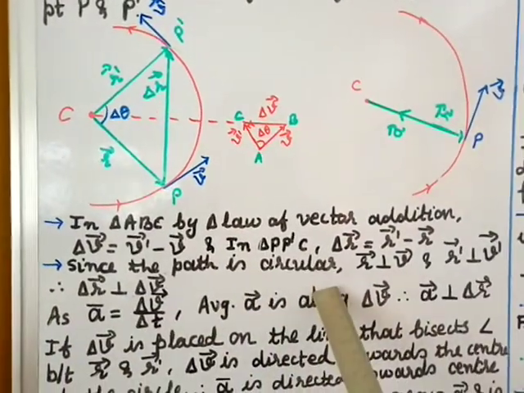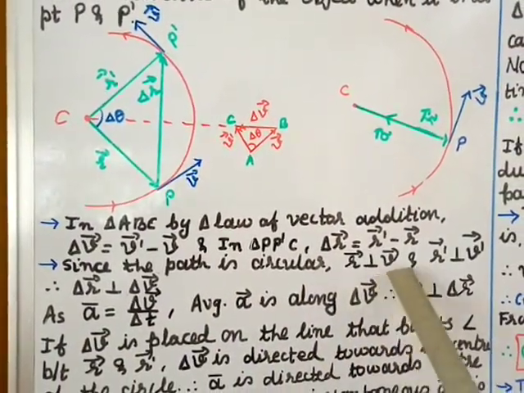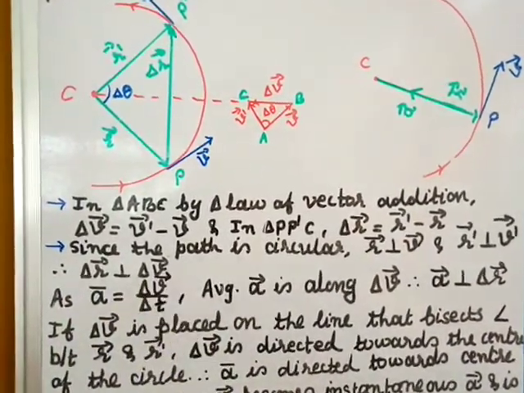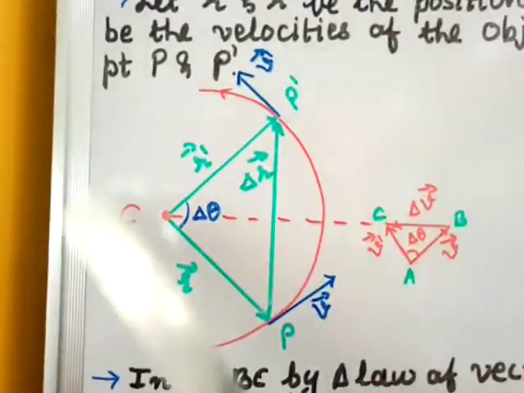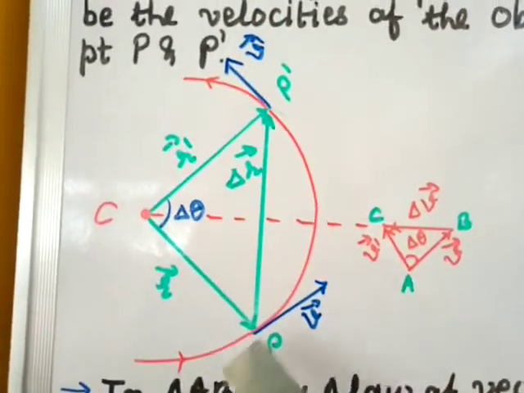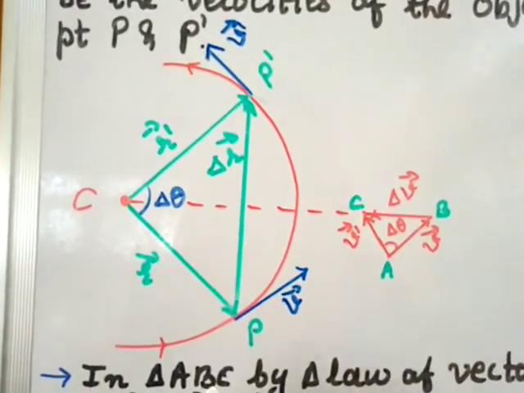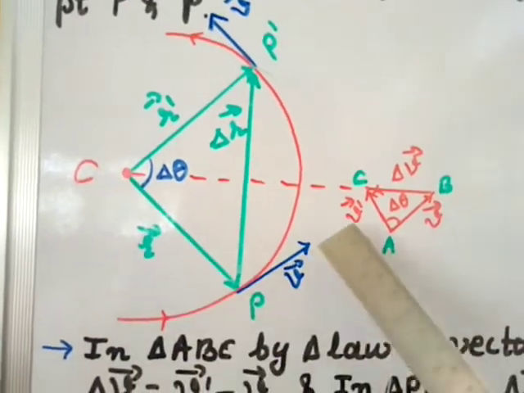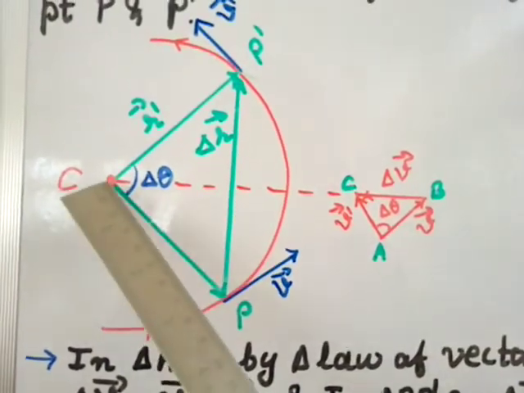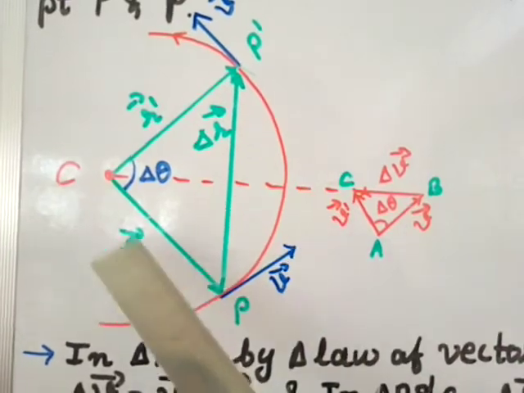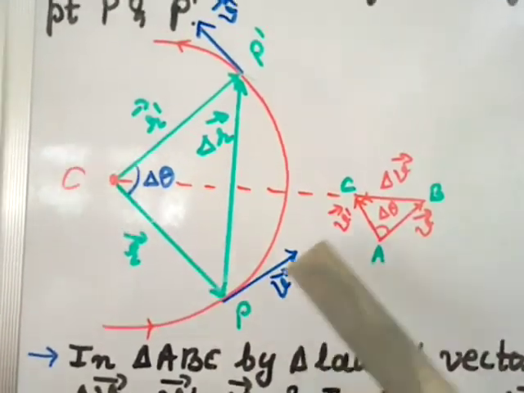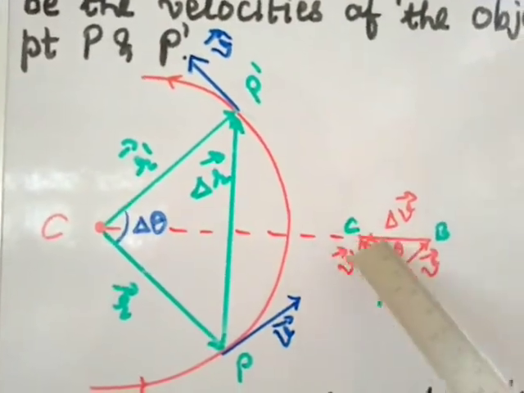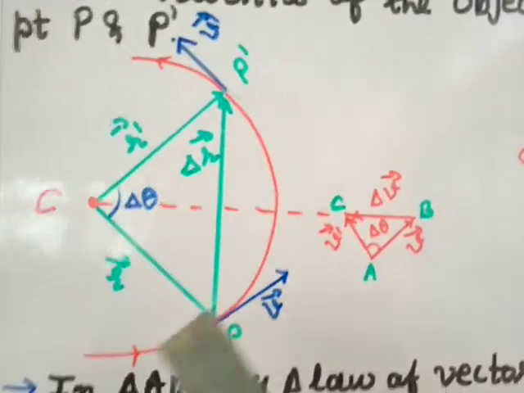Since the path is circular, r is perpendicular to v and r dash is perpendicular to v dash, therefore delta r is perpendicular to delta v. Now this is in a circle, and I already said that the velocity is tangential at that point. So we know that in a circle the radius and the tangent are perpendicular to each other. That means this is the radius and this is the tangent, so r is perpendicular to v. Similarly, r dash is perpendicular to v dash. Therefore, we can say that delta v will be perpendicular to delta r.